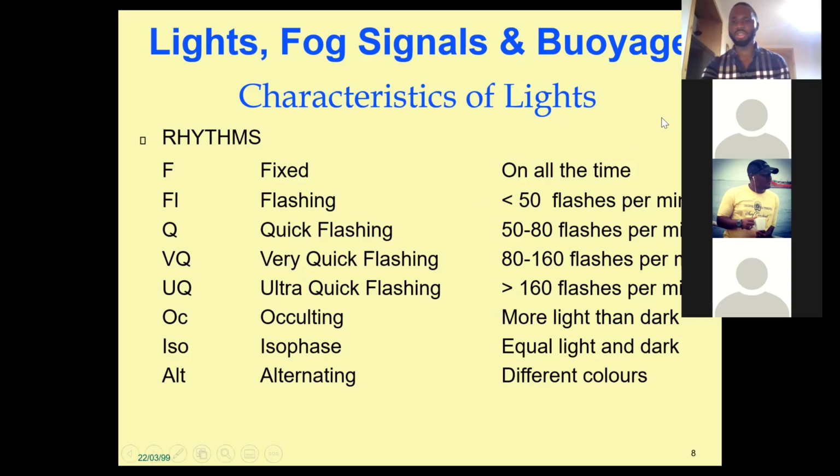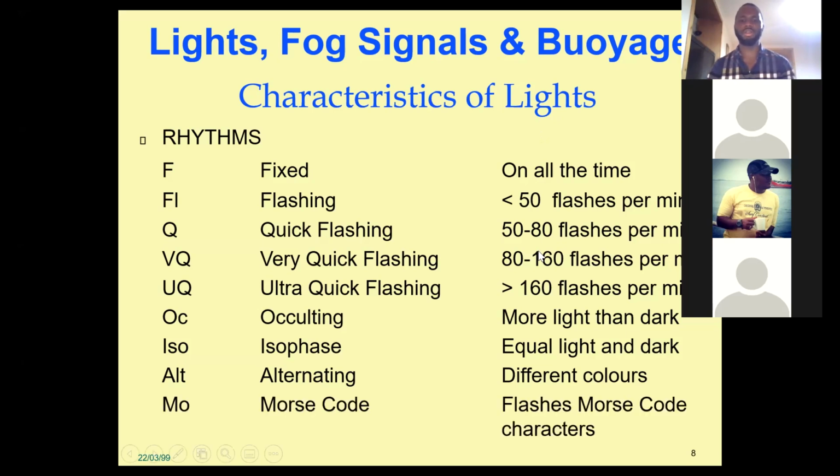So occulting, we need to know when they say the light is occulting, there's a buoy that is occulting. If anybody knows that, you can drop it in the message. But we'll still get there. I just want to see if people prepared. Occulting is when the light is more than the darkness, and isophase is when the light and the darkness are equal, like some special mark lights. We have some lights with more light than darkness that we'll see later in the slide as well.